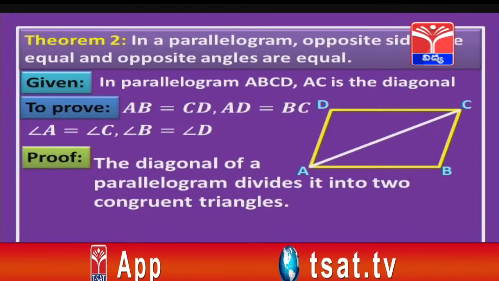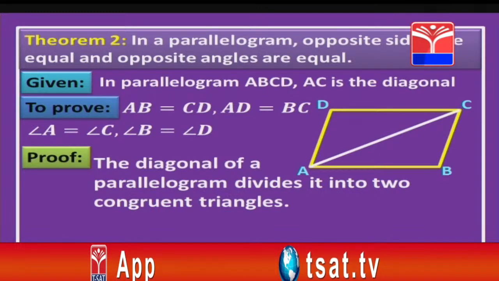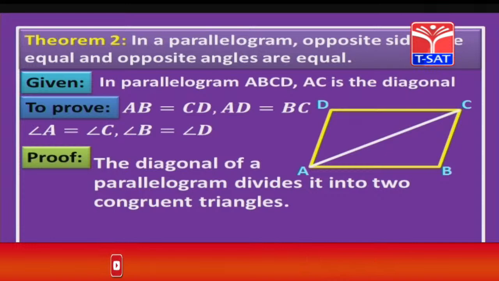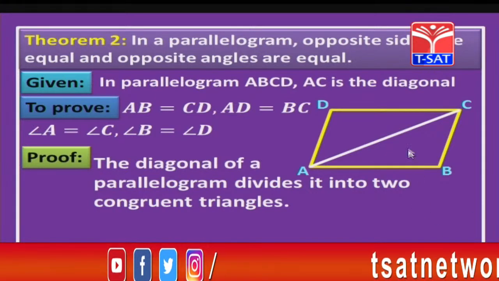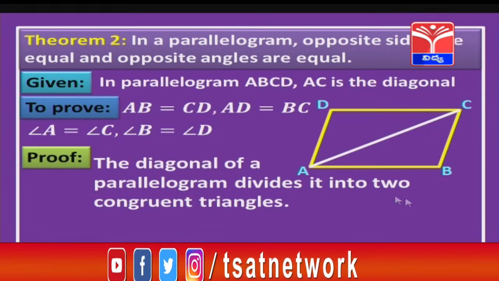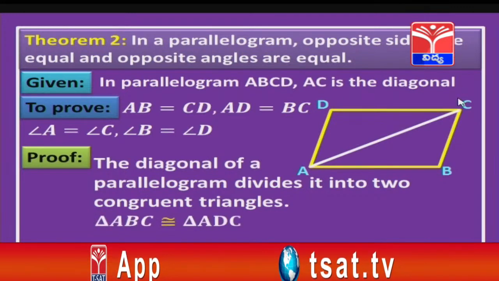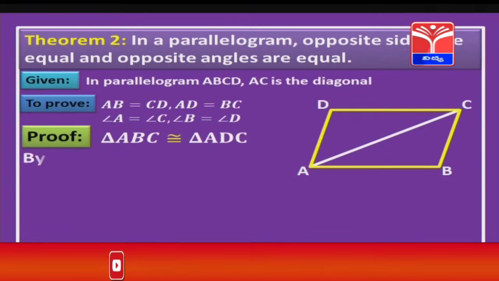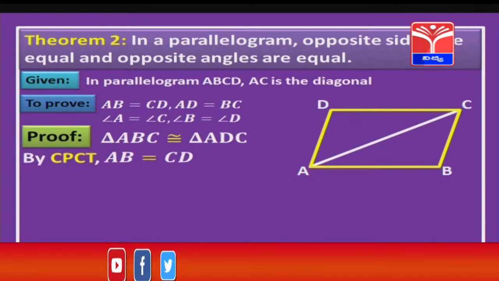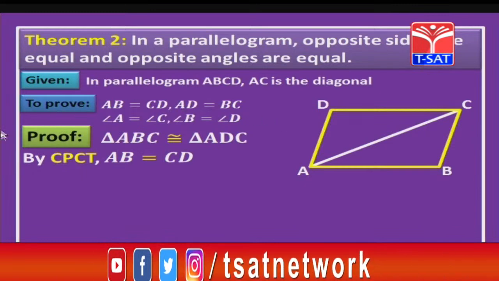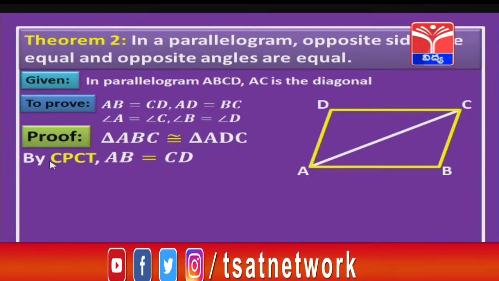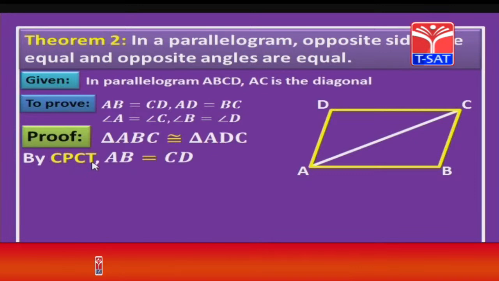So, we have already learnt in the first theorem, right? The diagonal of a parallelogram divides it into two congruent triangles. We have AC as a diagonal, and this AC diagonal divides the parallelogram into two congruent triangles, that is triangle ABC congruent to triangle ADC. Okay, children, that is what we have proved in the first theorem. Okay. So, since they are congruent by CPCT, so what do you mean by CPCT, children? Yes, corresponding parts of congruent triangles.